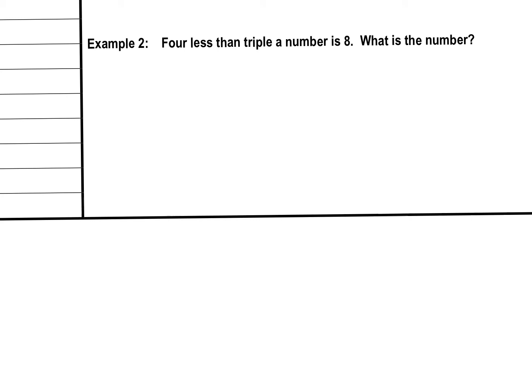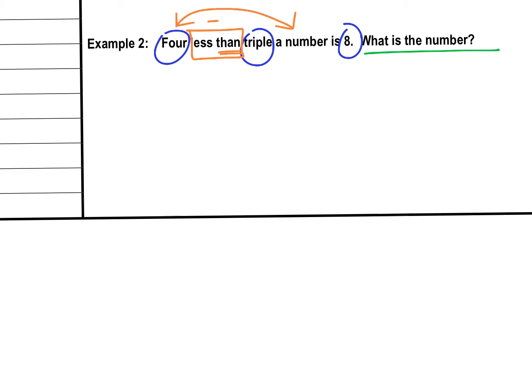Number 2 says 4 less than triple a number is 8. What is the number? Start with annotating. Circle the numbers. 4. Triple is kind of a number. 8. Underline the question. What's the number? Box important words. Less than, not only is it subtracting, because of the phrase than, it's actually a turnaround word, which is really important to know. Triple is also boxed because it means 3 times. That's why it's a number and an important word.